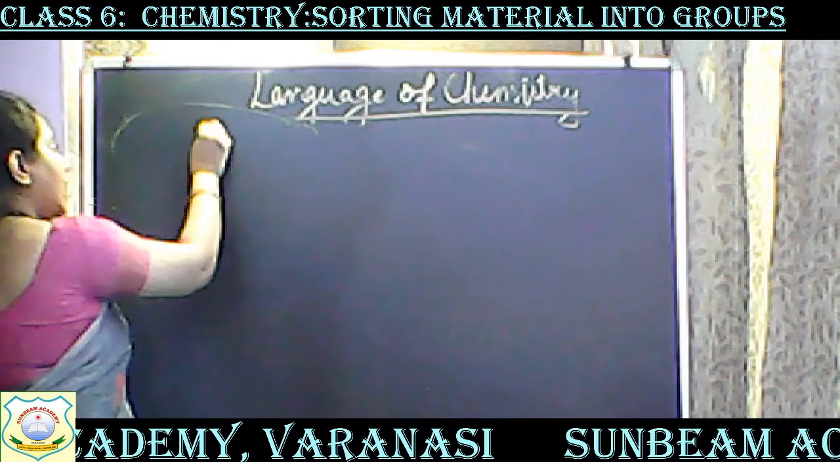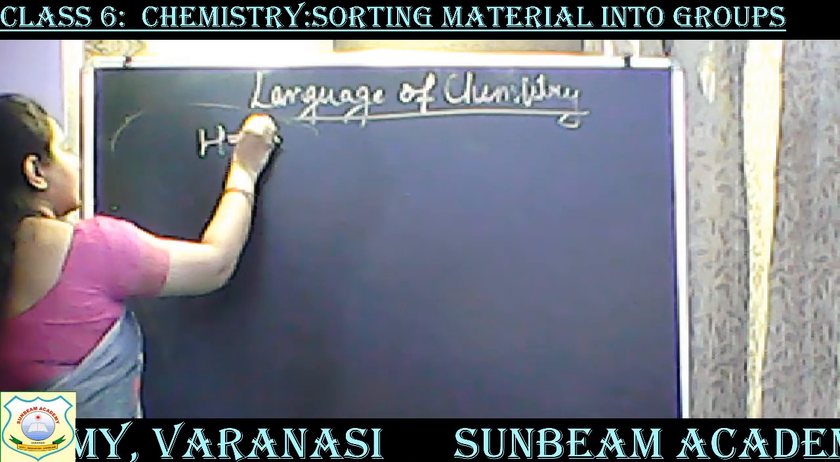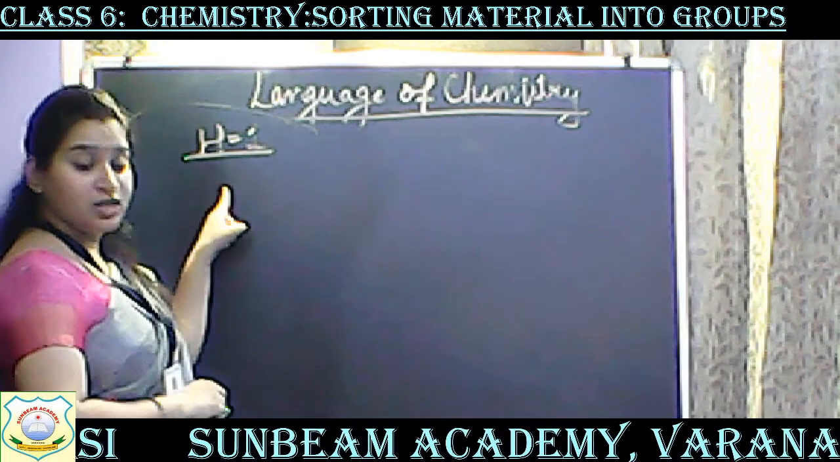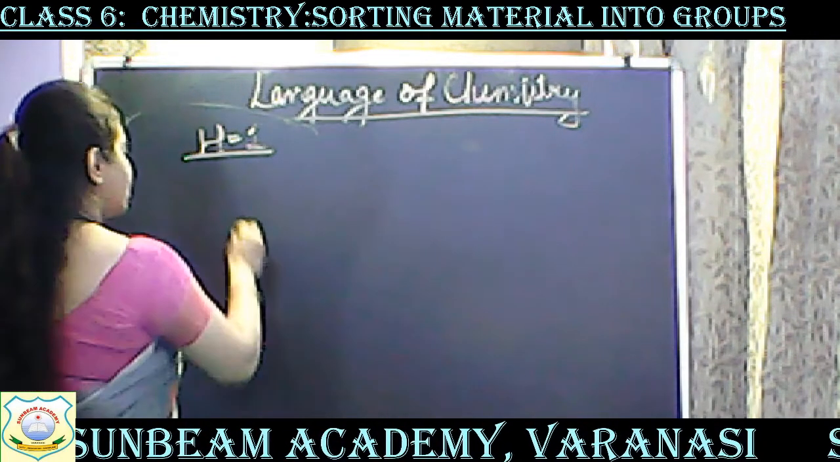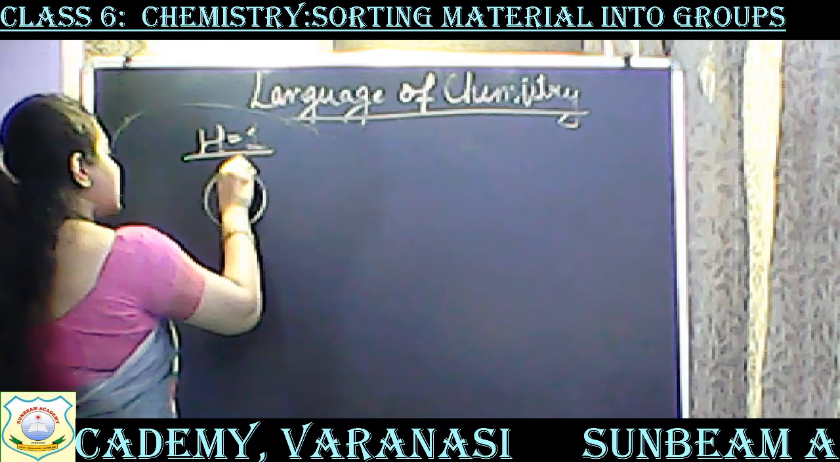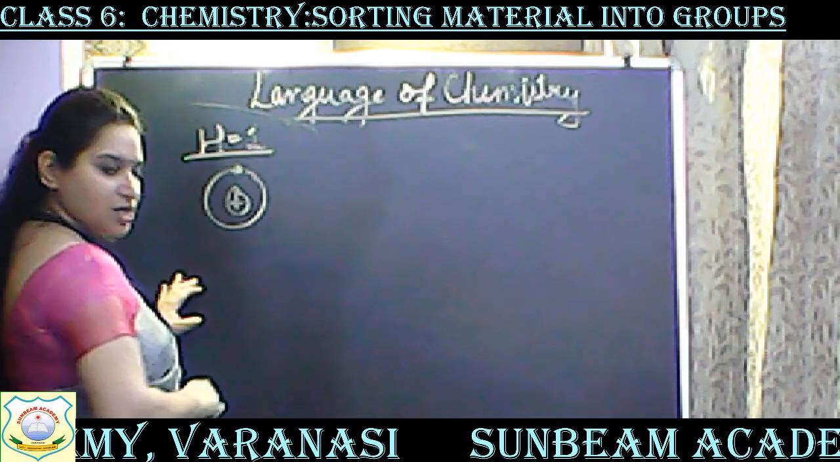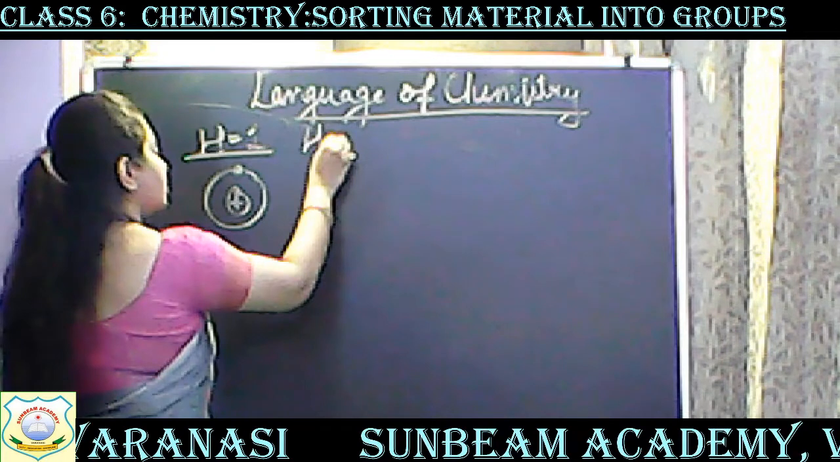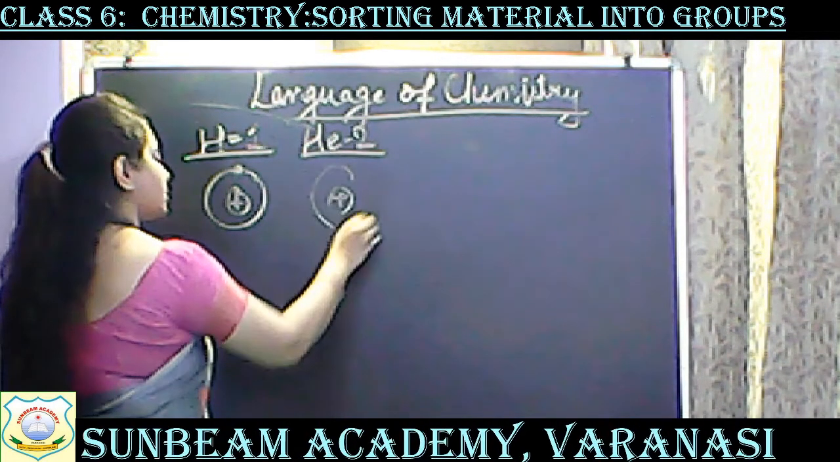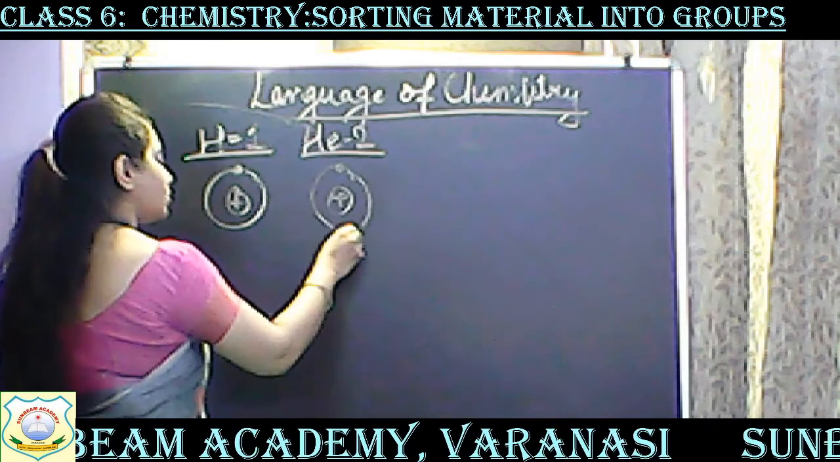So we know the atomic number of hydrogen. What is the atomic number of hydrogen? It is 1. So the structure is like this. This we have seen. Now coming on to helium. Helium has atomic number 2. So plus 2, this is 2.